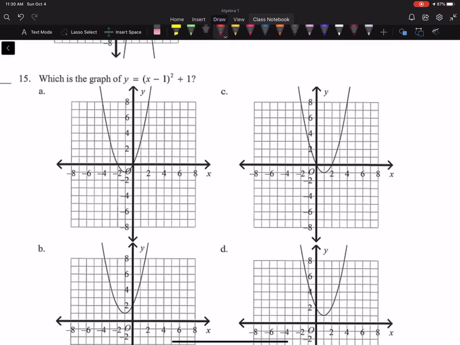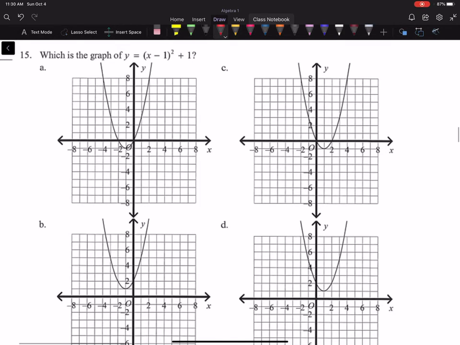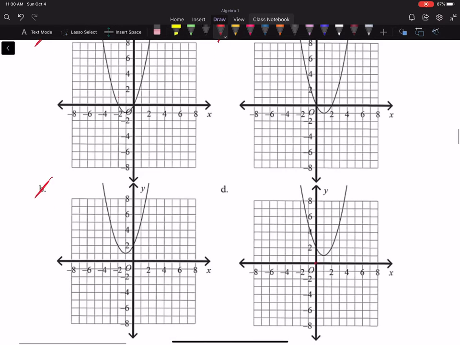The way I'm going to do it is, since I know it's x minus 1 inside the parentheses and 1 on the outside of the parentheses, I know it's going to go right 1 and up 1. So A, the vertex does not go right 1 and up 1. B, the vertex does not go right 1 and up 1. C, the vertex does not go up 1 and right 1. But D, the vertex does go right 1, up 1. Boom. D is your answer.